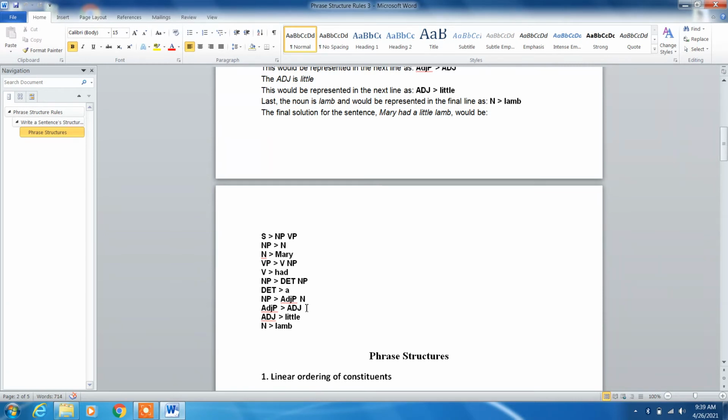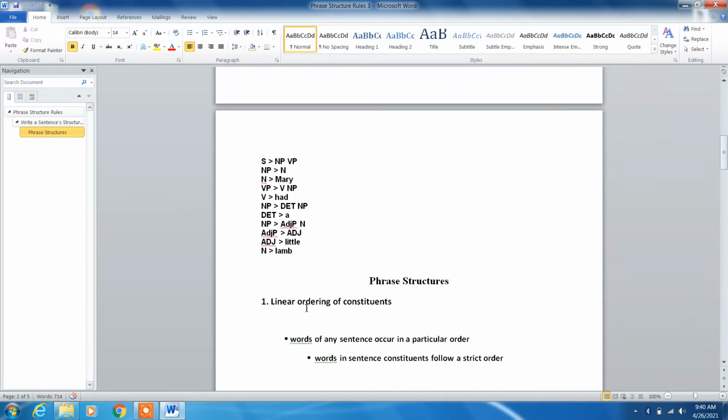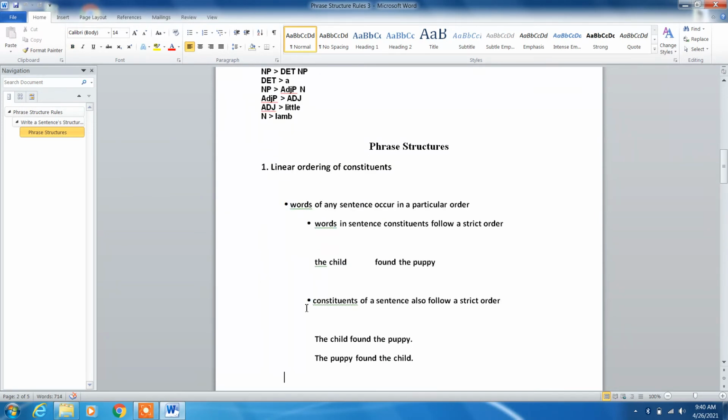I told you that before this you have studied tree diagrams of phrase structure. Now here you will study the linear order of the constituents. So we can call it ICA, immediate constituent analysis. Immediate constituent analysis means that when we divide words and phrases in the form of a sentence, we say that every sentence is constituted of two things, simply noun phrase plus verb phrase. Like the child found the puppy, so the puppy found the child.